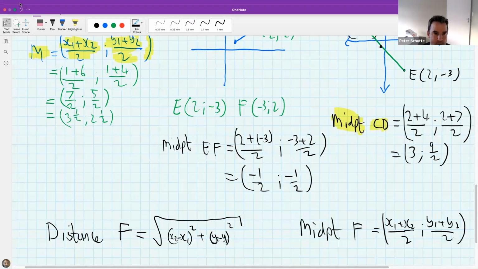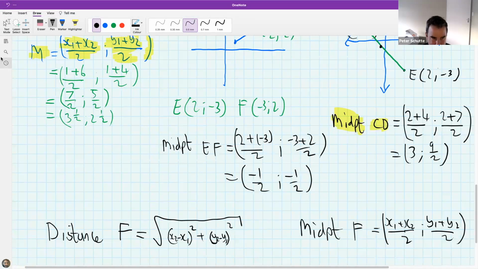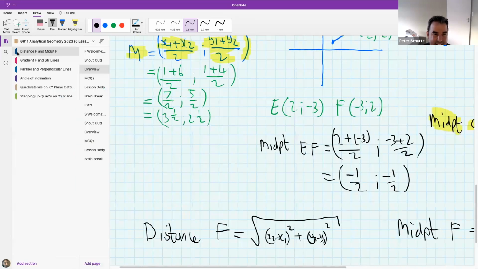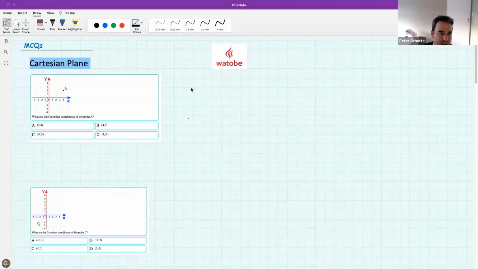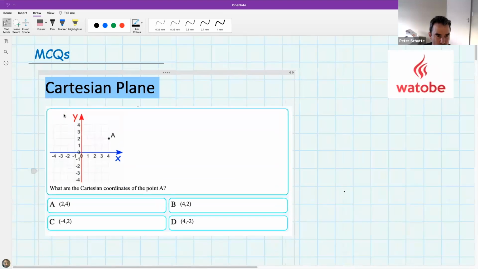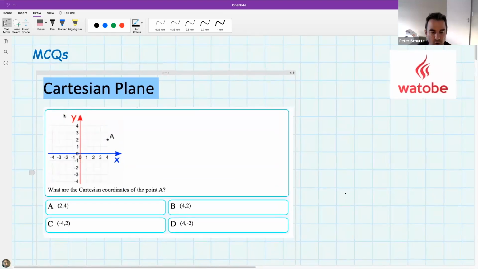Okay. So we've got about 5 minutes left. So let us then take our new understanding and let's check. Let's do some multiple choice questions. So let us do this first one. Is your answer going to be A, B, C, or D? What are the Cartesian coordinates of the point A in the drawing? Tell me what you think the answer is.